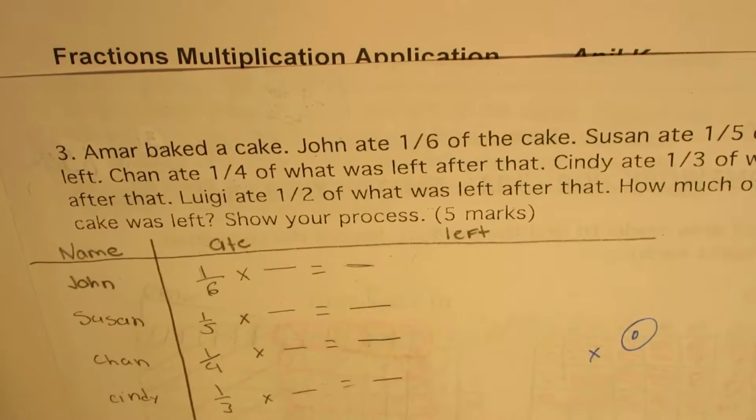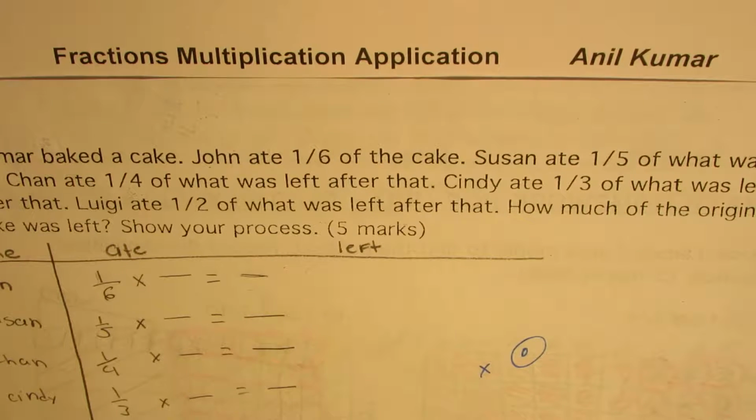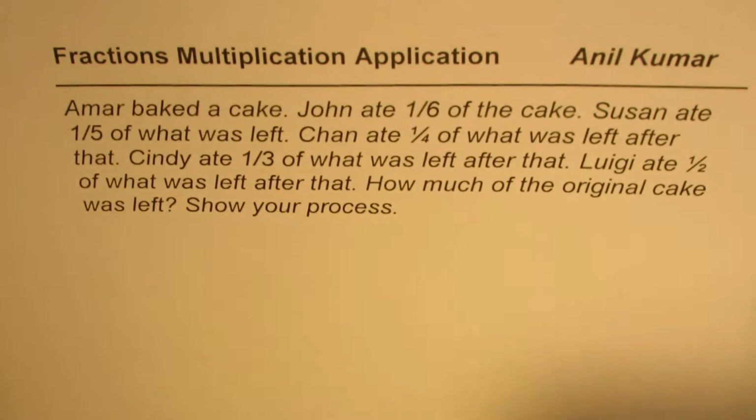The question from the test paper is here, question number 3. I hope you can see it. It says, Amar baked a cake. John ate 1/6 of the cake. Susan ate 1/5 of what was left. Jan ate 1/4 of what was left after that. Cindy ate 1/3 of what was left after that. Luigi ate 1/2 of what was left after that. How much of the original cake was left? Show your process. Now this is indeed a very complicated question.